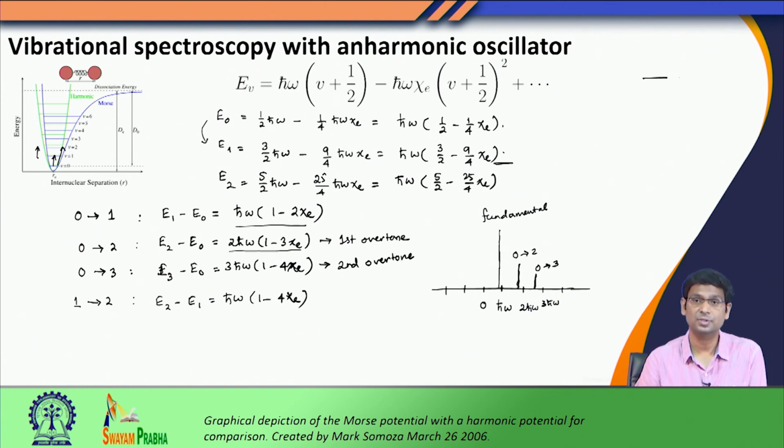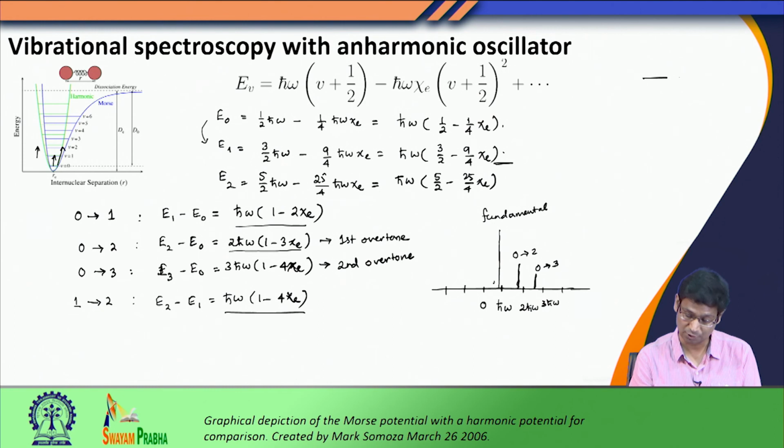First of all, in the previous class we discussed that even though the 1 to 2 transition corresponds to delta V equals plus 1, its intensity is going to be low because not enough molecules exist at V equals 1 level. But now let us consider that under anharmonic approximation the 1 to 2 transition occurs in a very important place. It occurs to the left of the fundamental band. The fundamental band occurs at h bar omega times 1 minus 2 chi e. The 1 to 2 transition occurs further left.